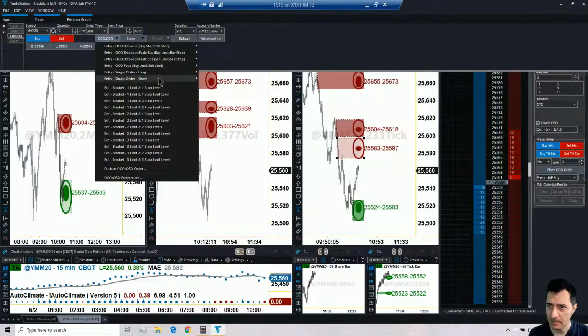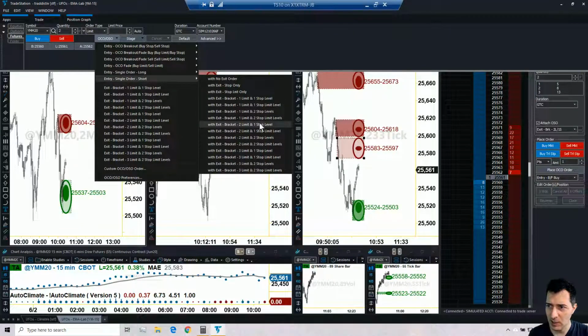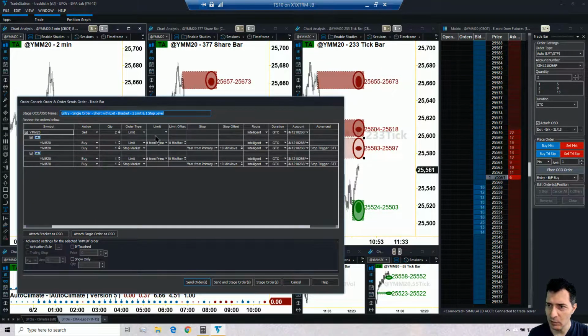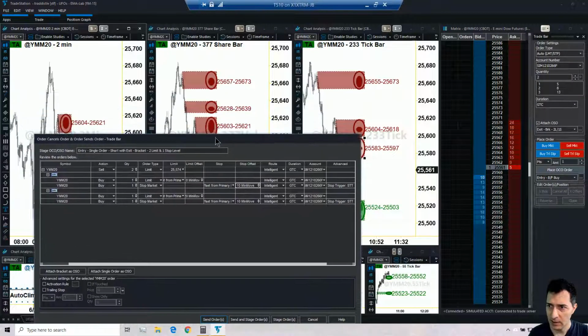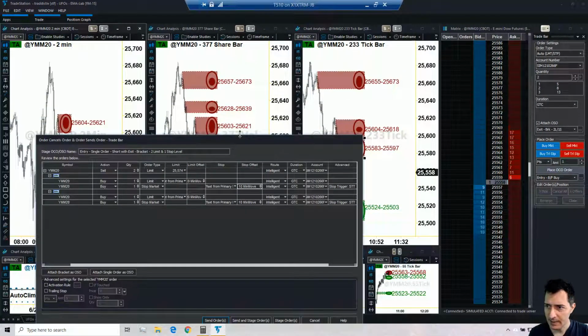55.74. That's gonna be my shorting point. So I'm just gonna input everything and then I will zoom in so you guys can see. 25,574, that's the entry. The stop we said is gonna be above 621, so that's going to be 622. So 25,622, that's my stop. And I need two, of course, because I got two brackets.